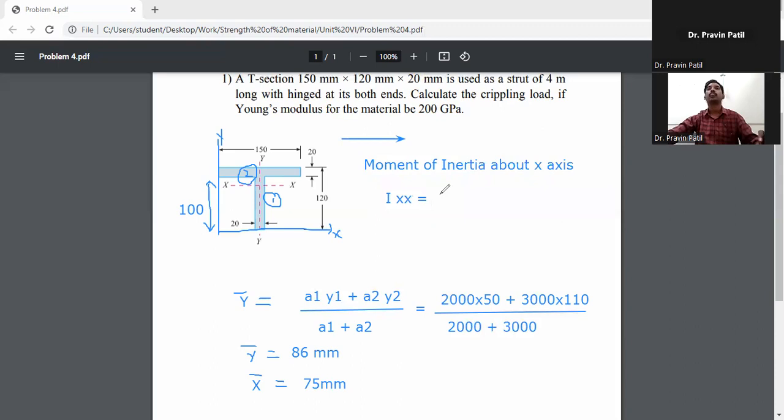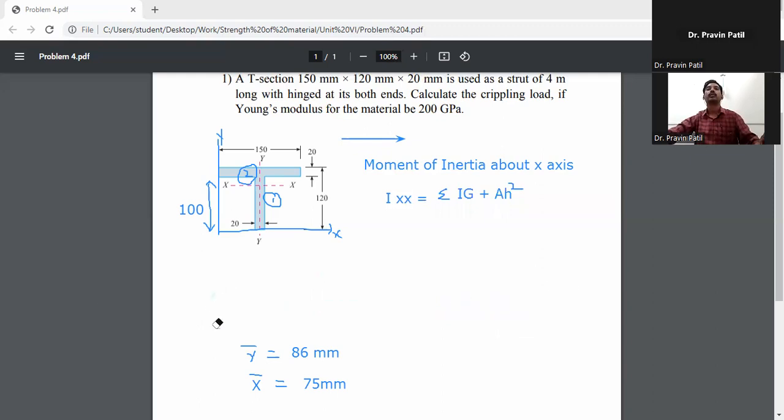Summation of Ig plus A h square. This is the law of parallel axis. So now we need to calculate the moment of inertia here. Y bar is 86.